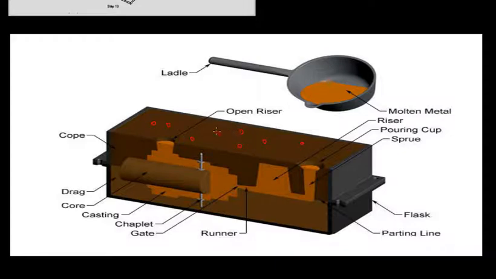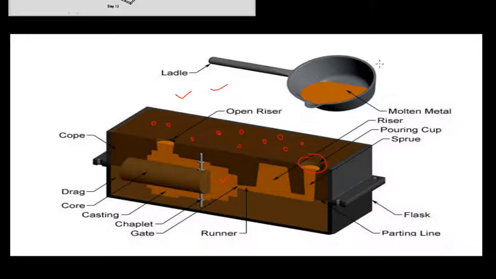Why provide vent holes? Outside is atmospheric pressure, inside also atmospheric pressure. So there must be some air inside. If we pour molten metal in this pouring basin, it will push the air out. So after filling the cavity, some of the air may be left there. This will cause some defects. To give passage to the air, we place some vent holes, right?